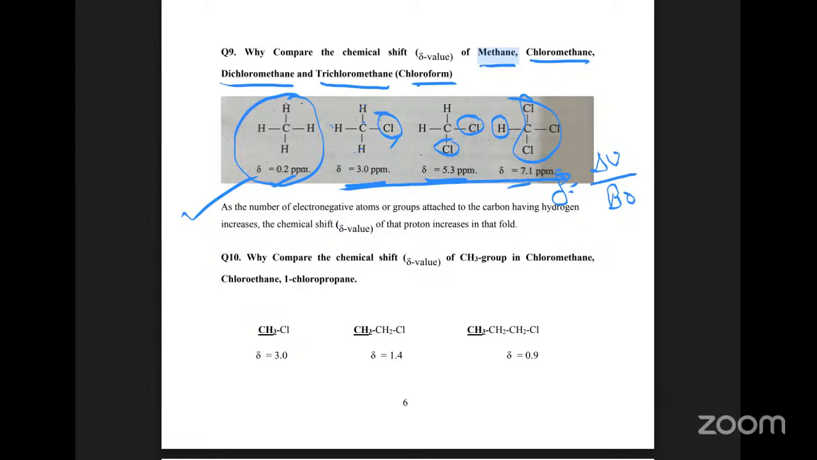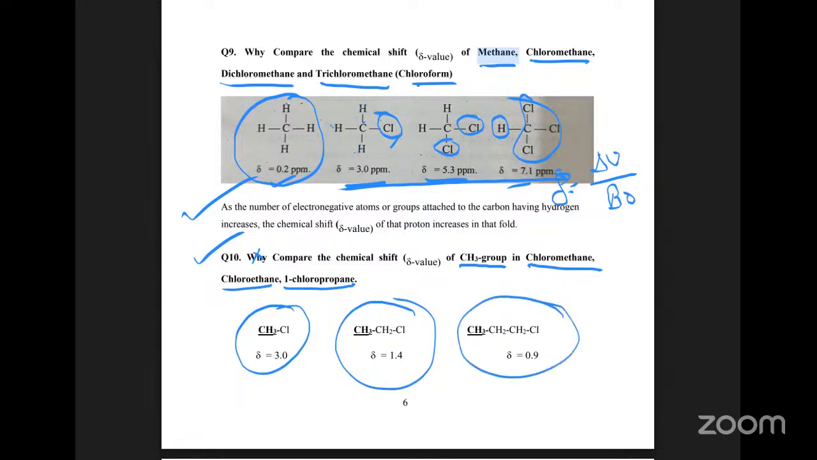Now let's see the next question. Compare the chemical shift value of the CH3 group in chloromethane, chloroethane, and 1-chloropropane. So the CH3 group is attached in chloromethane, chloroethane, and chloropropane. Now look at here, the CH3 group is attached directly to the Cl here.